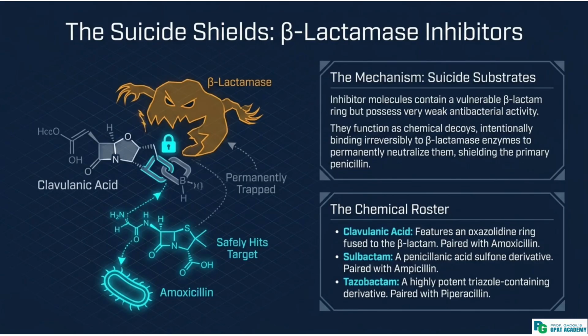Next are the beta-lactamase inhibitors. They have a beta-lactam ring but are weak antibacterial agents. They act as suicide substrates, that is, they bind irreversibly to beta-lactamase and inactivate it. Clavulanic acid has the oxazolidine ring fused to the beta-lactam. It is from the Streptomyces clavuligerus. Sulbactam is the penicillanic acid sulfone, while the tazobactam is a triazole-containing penicillanic acid derivative and is more potent than the sulbactam.